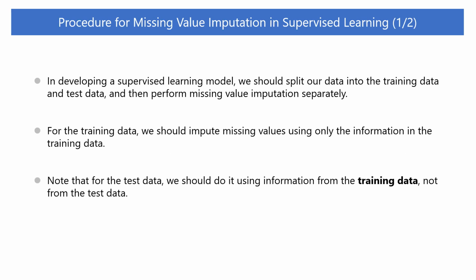For the reasons given above, when developing a supervised learning model, we should split our data into the training data and test data, and then perform missing value imputation separately. For the training data, we should impute missing values using only the information in the training data. Note that for the test data, we should do it using information from the training data, not from the test data.